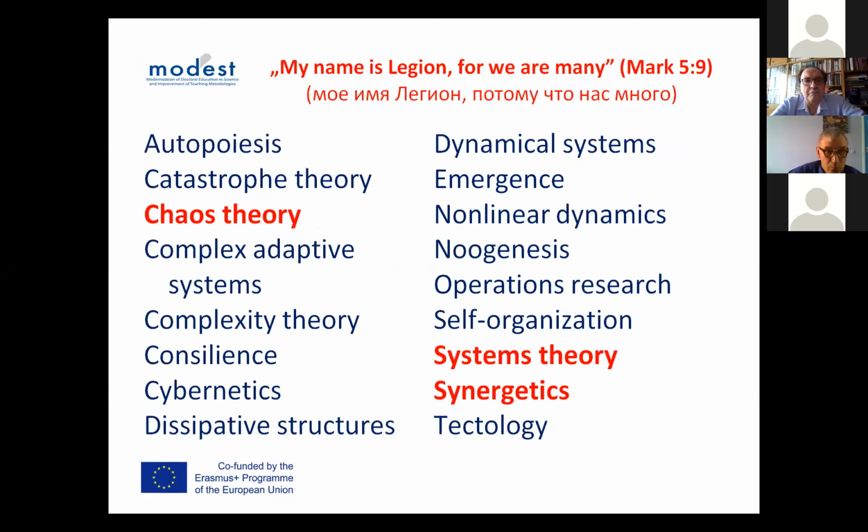The first thing I would like to stress is that there are many theories which deal more or less with the same problem, that means the problem of dynamics, evolution of complex systems. Therefore, I have put here a citation from the Bible: My name is Legion, for we are many. You see various kinds of disciplines, areas of science which are related with complexity problems, from A, autopoiesis, up to T, technology. Mainly there are three basic terms used: chaos theory, systems theory, and synergetics.